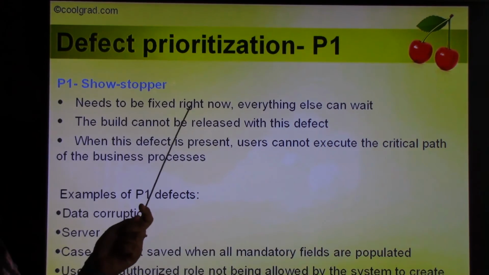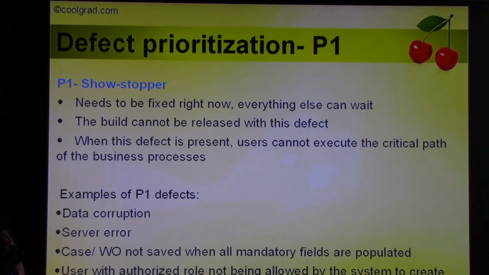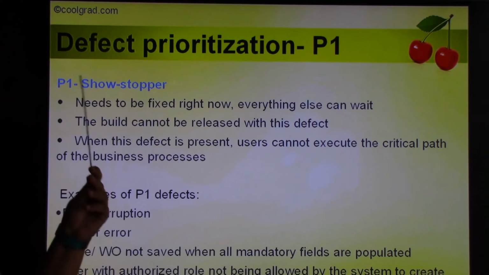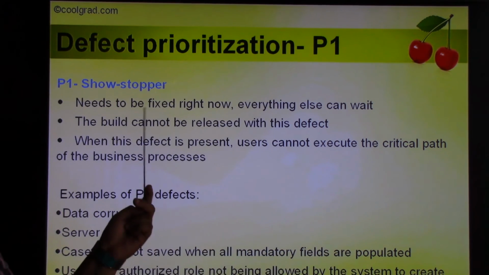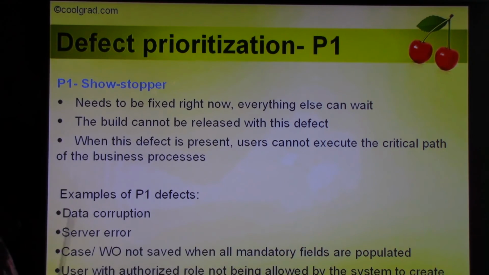Defect prioritization, P1. Let's take a look at some of the P1 defects. Showstoppers. P1 defects need to be fixed right now. The developers usually drop whatever they're doing, stop developing new code, and fix P1 defects when they're found. That's usually the way it works. Everything else can wait. It's a showstopper, meaning it's holding up the entire project and it's the bottleneck, so it needs to be worked on right now.